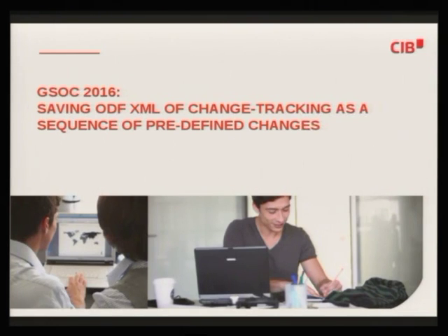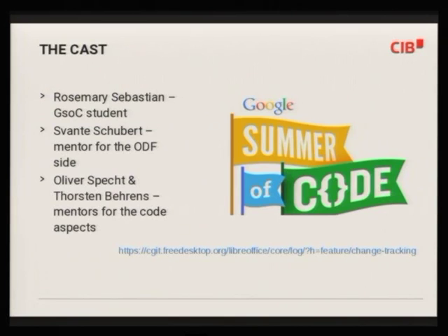this is a GSOC project. It's been sponsored by Google. That's the cast, the student Rosemary. For a variety of reasons, unfortunately, the project did not fully finish, but it's in a state where the export part of that feature works reasonably well, so that we can demo that here. The import part is still a bit lacking, but this talk is mostly about the general concept, why it's useful, and also showing that it's implementable, how it's implemented, and what's already working.